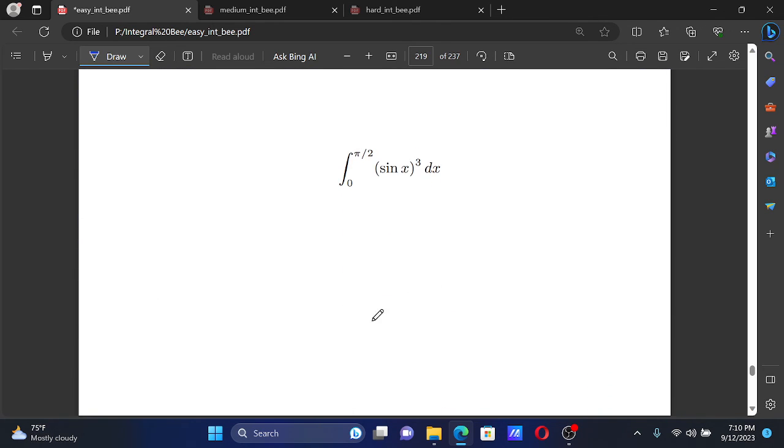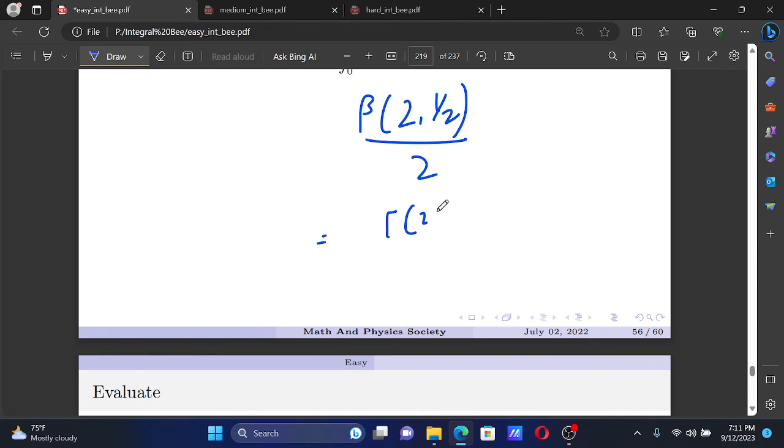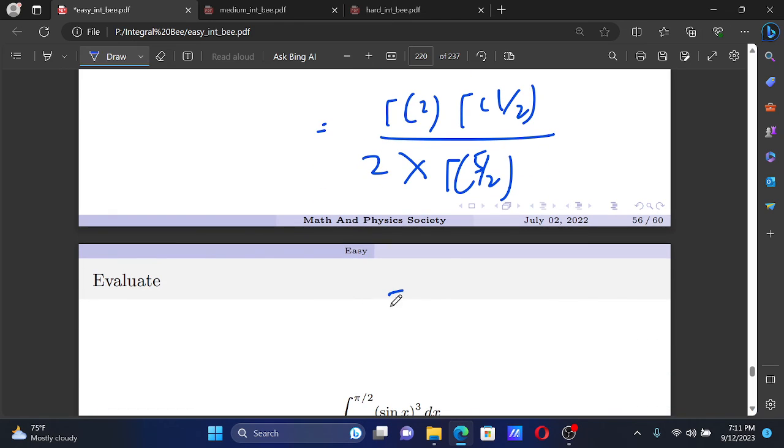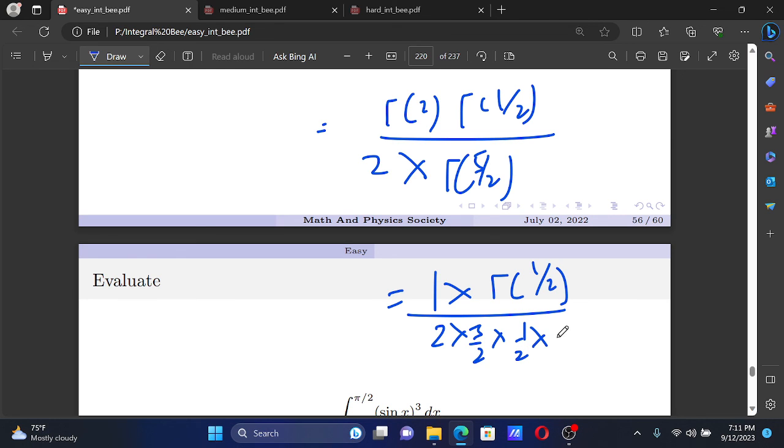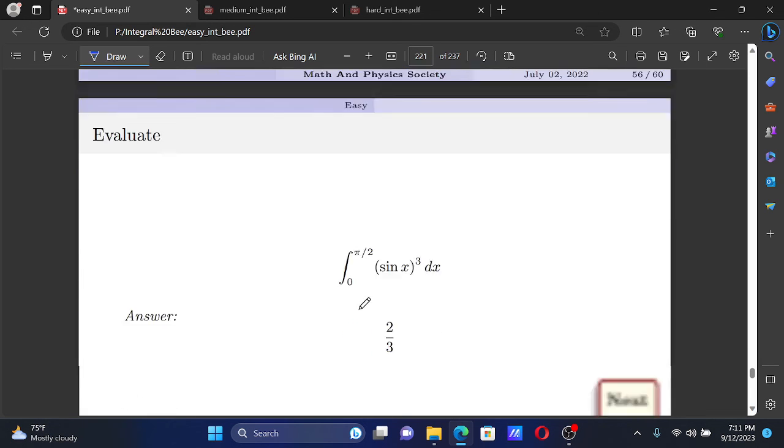Next one. For this one we'll surely use the beta gamma function. So it's beta of (3 plus 1) by 2, that's 2 comma (1 by 2) by 2. So that is gamma 2 gamma 1 by 2 by 2 times gamma 5 by 2. So gamma 2 is 1 times gamma 1 by 2 by 2 into 3 by 2 into 1 by 2 into gamma 1 by 2. So gamma 1 by 2 cancels out, 2 cancels out, so this is 2 by 3 as the answer. Let's go to the next one.